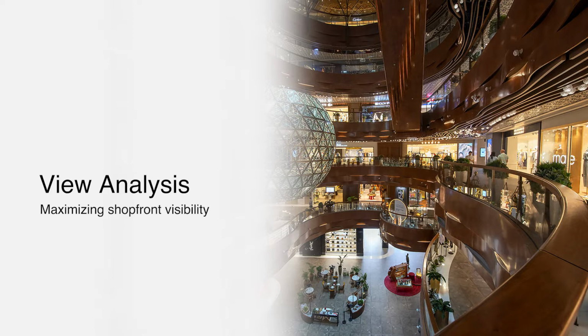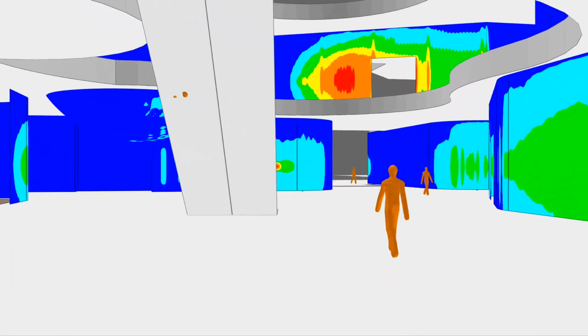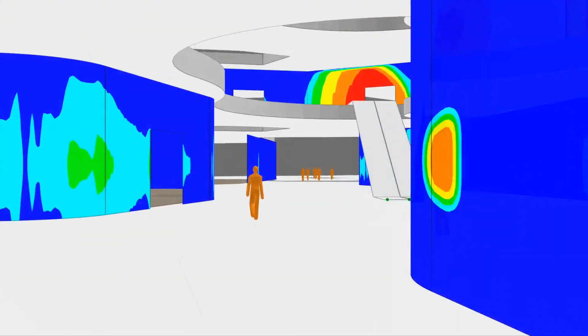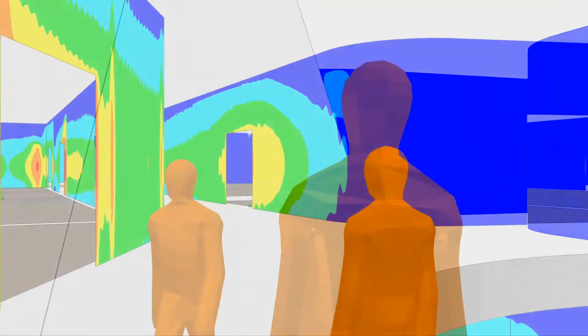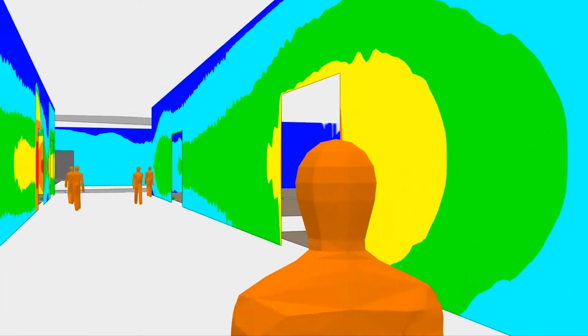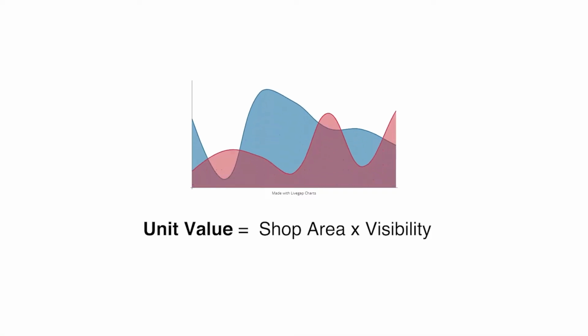Lastly, we can do a visual analysis based on a first-person perspective, and we can see the visual experience of a typical user. From this, we can map out the duration being viewed on each shopfront. The idea is to maximize the visibility of each shopfront and identify shops which are less visible. A high visibility would directly correlate to the value of a shop.